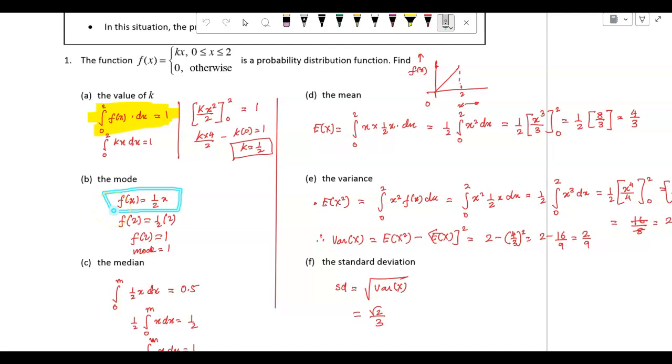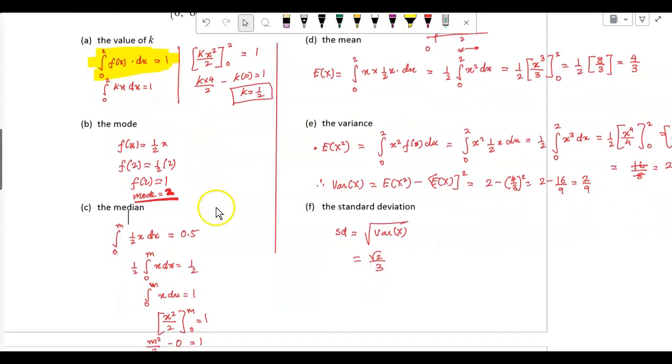half x. Where will the mode be? Mode is the maximum. So that means it's a linear function, and the maximum will be at the end point. So mode is 2. Correct? I said mode is 1, no, that's a mistake I made. That's actually 2. This is 1, this is your mode. So mode is 2. Mode is the x value, from the x axis, not the y. That's a mistake I made.